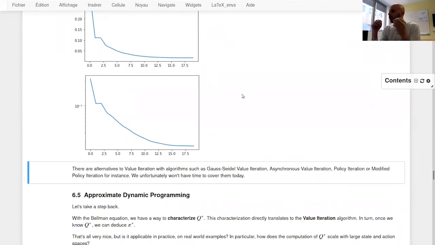So overall, what we can conclude from this experiment is that we have found a way to compute optimal value functions, and we know how to deduce optimal policies from optimal value functions. There are alternatives to the value iteration algorithm, with other algorithms such as Gauss-Seidel value iteration, asynchronous value iteration, policy iteration, modified policy iteration, and many others, for instance. We unfortunately don't have time to cover them today, but in our goal to get familiar with notations and common objects in the field of reinforcement learning, it was important to go through the algorithm of value iteration and the definition of an optimal policy, of the Bellman optimality operator, etc.